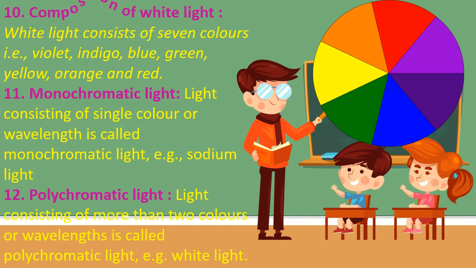10. Composition of white light. White light consists of 7 colors, i.e., violet, indigo, blue, green, yellow, orange and red. 11. Monochromatic light. Light consisting of a single color or wavelength is called monochromatic light, e.g., sodium light. 12. Polychromatic light. Light consisting of more than 2 colors or wavelengths is called polychromatic light, e.g., white light.